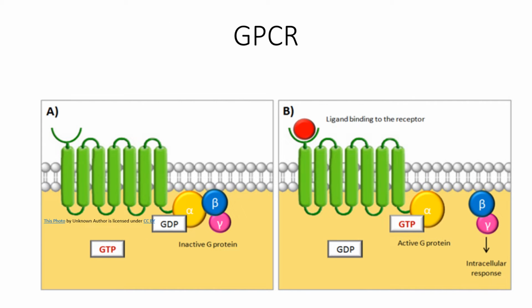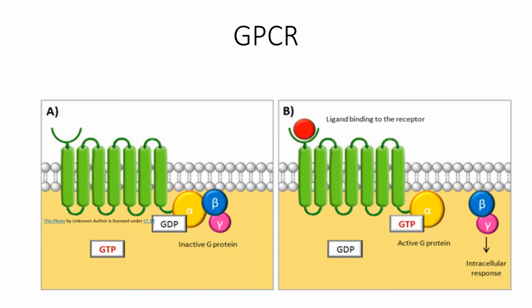I will present slides about GPCR, or G protein coupled receptor. So we all know about cell surface receptors. Three types of cell surface receptors are present. One is ion channel linked receptor. The second one is G protein linked receptors. And the third one is enzyme linked receptors.